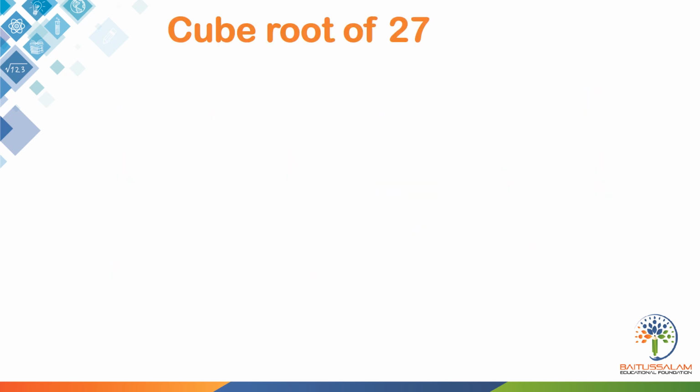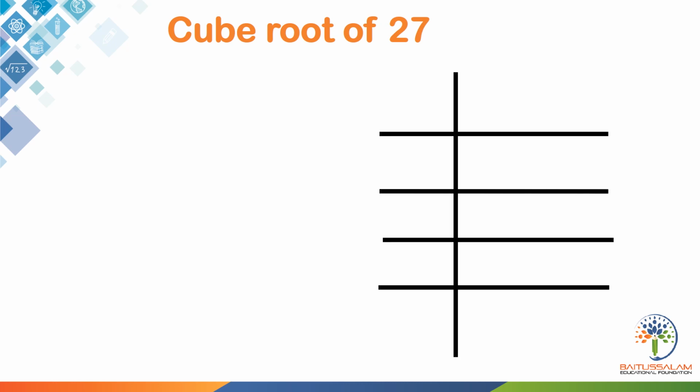Now let's move towards the method to find the cube root of 27. First, a table is drawn as shown. Now the number 27 is listed as shown. Now we have to divide the number 27 by the smallest possible prime number. In this case it is 3. Now we have 9 left.